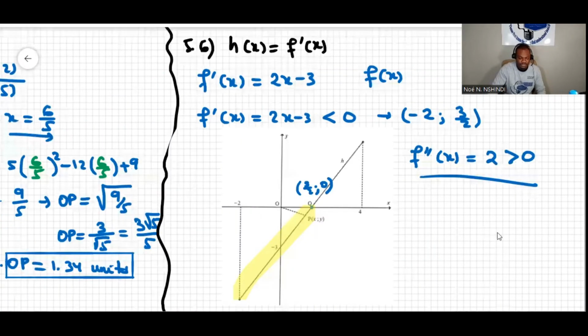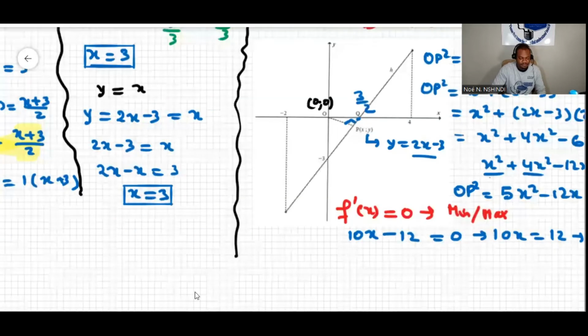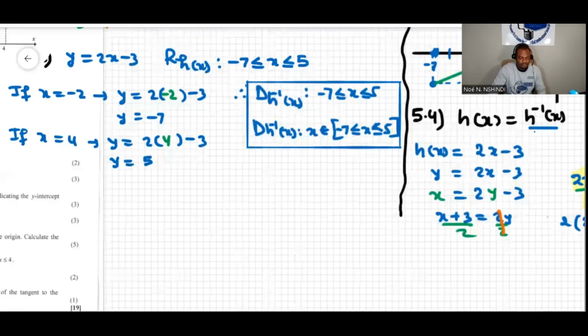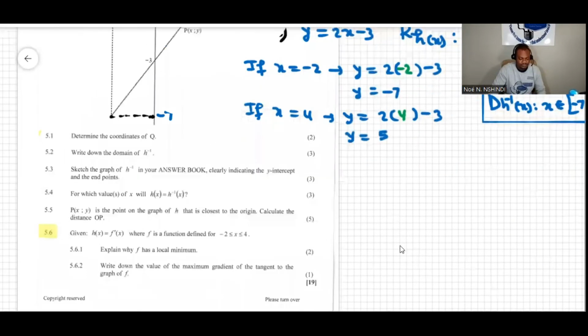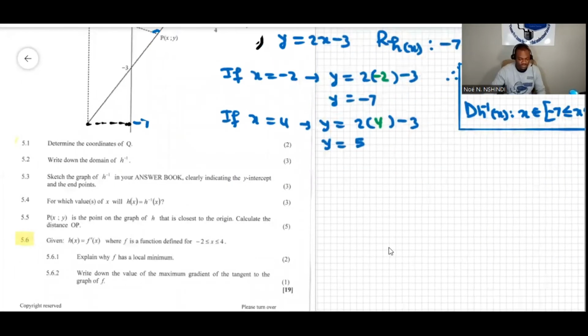The other question is question 5.6.2. We did question 5.6.1. Now we're going to do 5.6.2. The question says, write down the value of the maximum gradient of the tangents to the graph of f of x.